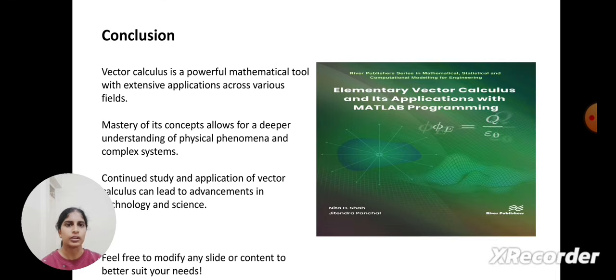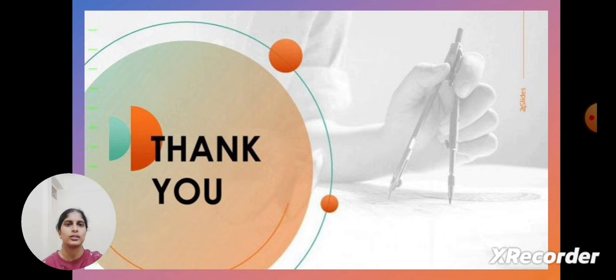Next, conclusion of vector calculus. Vector calculus is a powerful mathematical tool with extensive applications across various fields. Mastery of its concepts allows for a deeper understanding of physical phenomena and complex systems. Continuous study of the applications of vector calculus can lead to advancement in technology and science. So, this is the conclusion of vector calculus.